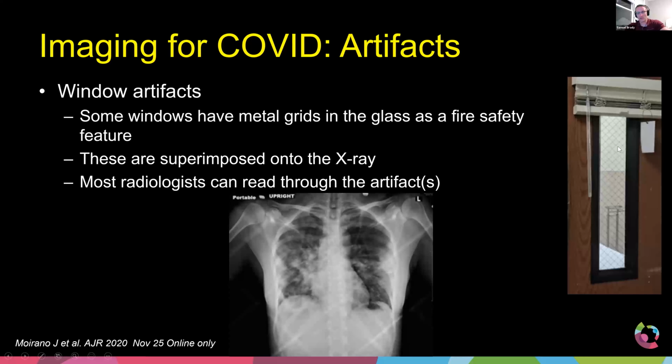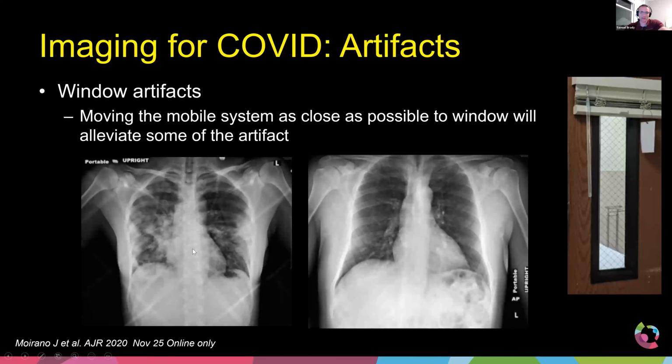A lot of doors will have metal mesh in the glass. Those are protections for fire hazard, for fire safety. When you image through them, of course, you're going to get these star artifacts, kind of pretty. Unfortunately, they cover up the patient's anatomy. The best thing you can do is get your X-ray tube as close to the window as possible. Put it almost in contact if you can, because basically you're trying to make those patterns bigger on the X-ray itself.